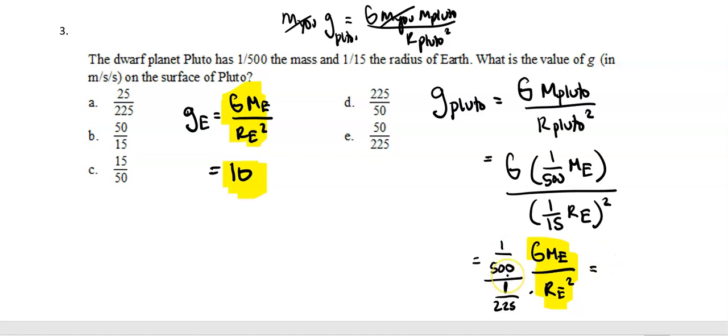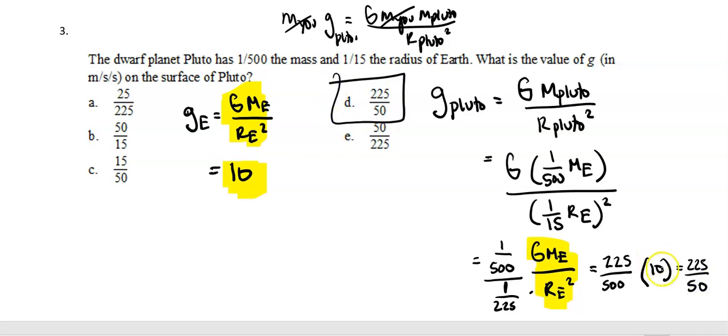So 1/500 divided by 1/225, that's just going to be basically 225 over 500. And again, now we're plugging in what the acceleration due to gravity is on Earth's surface, times 10. So I'm going to just simplify the bottom. So it's basically 225 over 50. Cool, which is 80. And again, I just essentially did 10/500 to get my 50. Awesome. Thanks for watching.